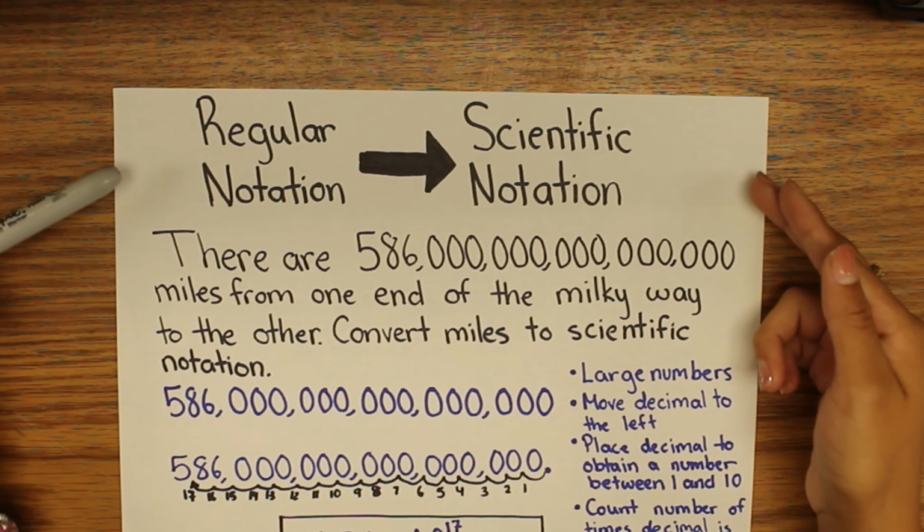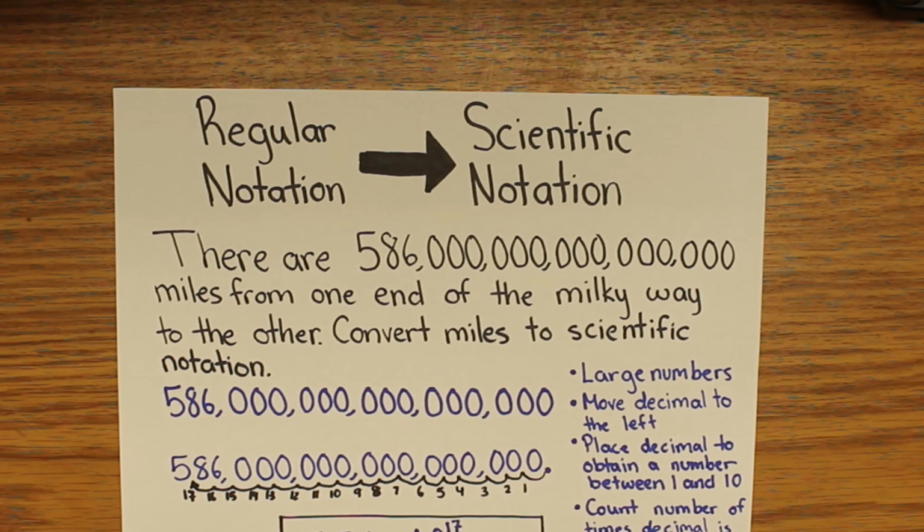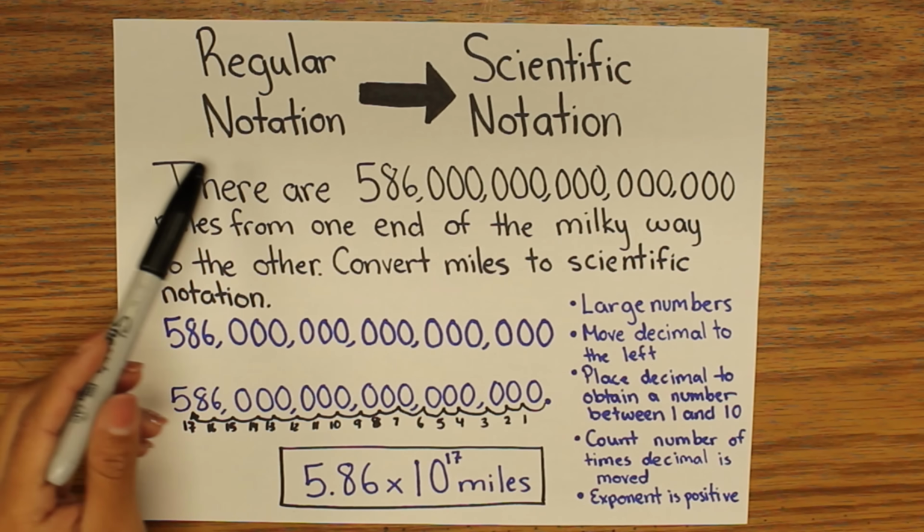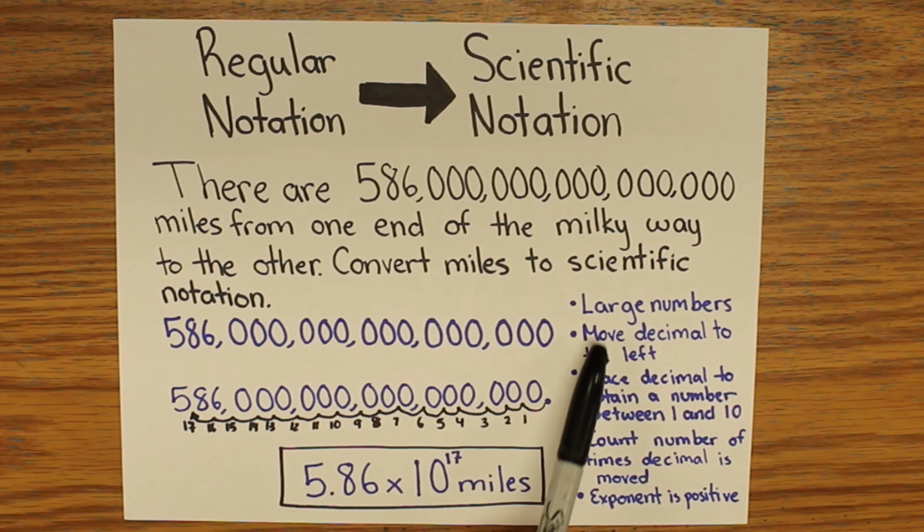Regular notation to scientific notation. There are 586 quadrillion miles from one end of the Milky Way to the other. Convert the miles to scientific notation. So we write our number out, and it's a very large number. Since it's regular notation to scientific notation with a very large number, we will move the decimal to the left and place the decimal to obtain a number between 1 and 10. So we're going to place the decimal after 5.8 because that's a number between 1 and 10. Afterwards, we're going to count the number of times the decimal is moved.